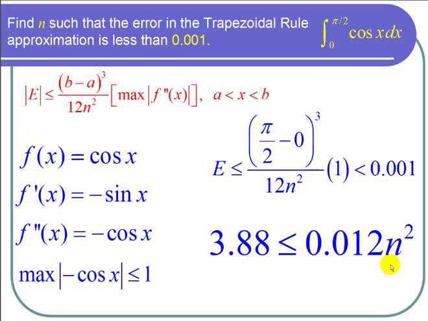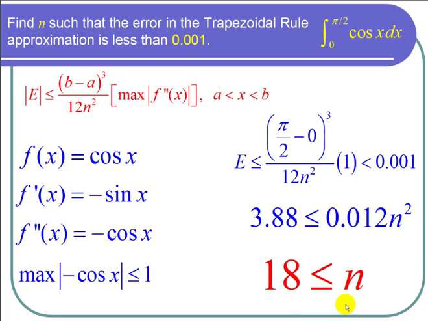So my last step is just to divide by 0.012 and then take a square root. And I arrive at my conclusion that n must be greater than or equal to 18. So in particular, if n is 18, then we're guaranteed that the trapezoidal rule will yield an error in approximating this integral of less than 0.001. And I'm done with the problem.